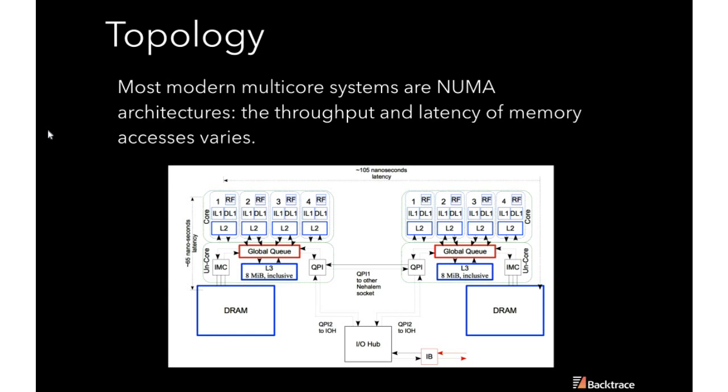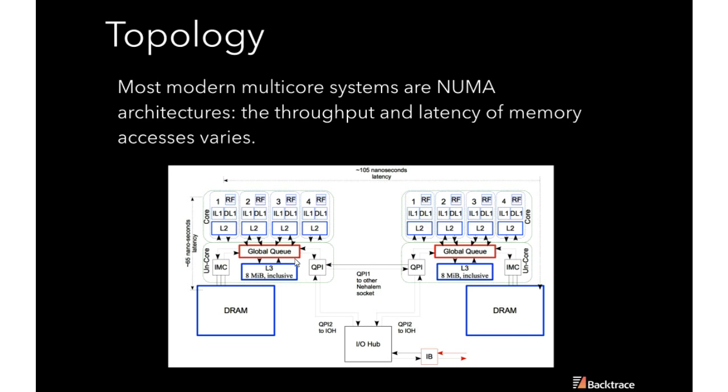Another very important factor to consider in today's multi-core systems is that they are NUMA architectures, meaning the cost to access different types of memory varies. Over here you have a diagram of the Nehalem processor, and you can see you have L1 cache, an I cache and D cache, and an L2 cache. You have some logic in the uncore in order to provide consistency guarantees, among other things.